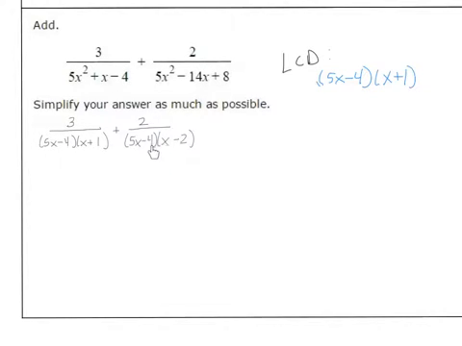So now I'm onto this denominator. This has a 5x minus 4, so my LCD should have a 5x minus 4. Oh, and it already does. So I don't need to put anything else in here because of that. But this has an x minus 2. My LCD does not have an x minus 2. So I'll have to also have an x minus 2.